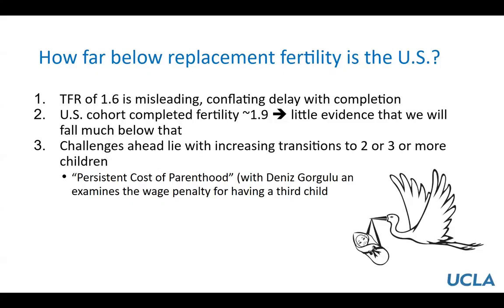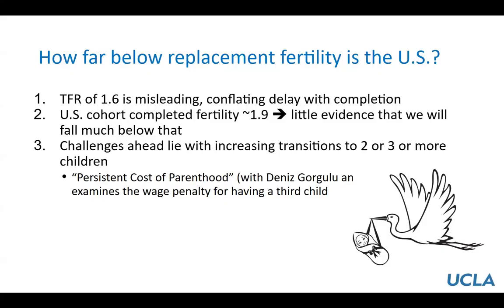I think that this number is misleading because it's conflating changes in timing that seem to be happening right now with changes in completion. Now, that doesn't mean that if you're thinking about other types of things that rely on the size of a cohort, this can still be very important, right? But I'm saying that it doesn't look like we are going to be shrinking a population at least as fast as would be implied by a 1.6 TFR.